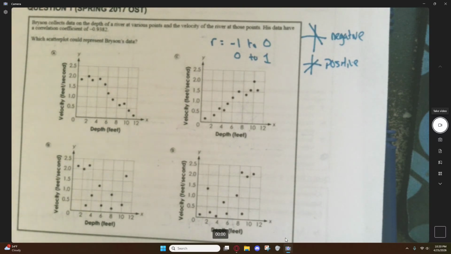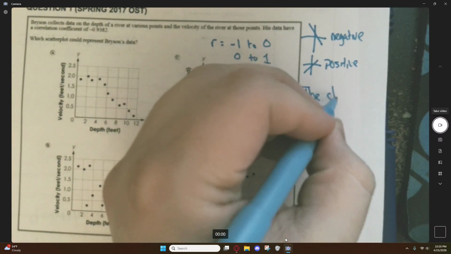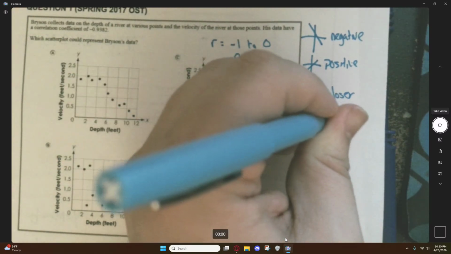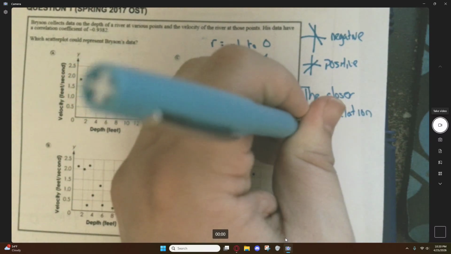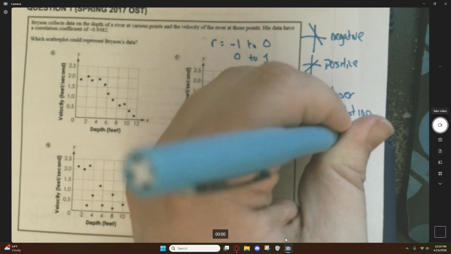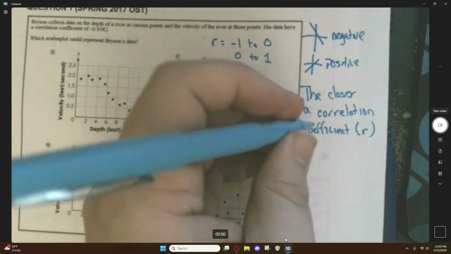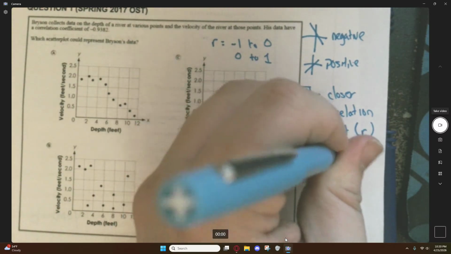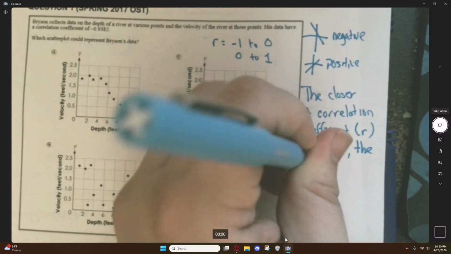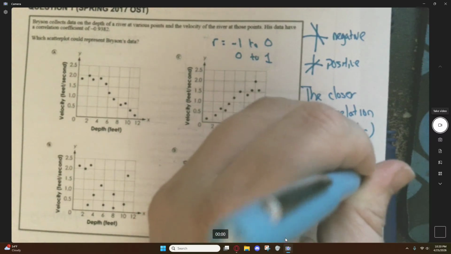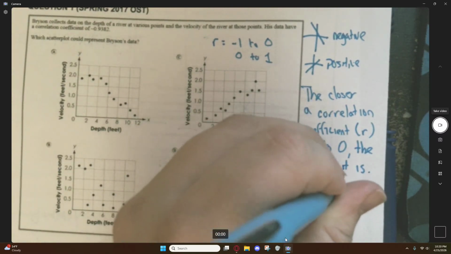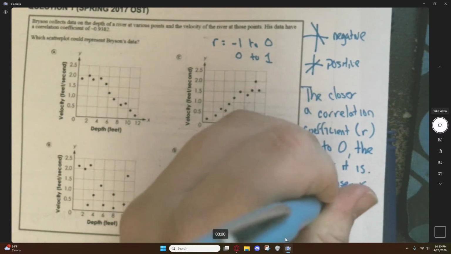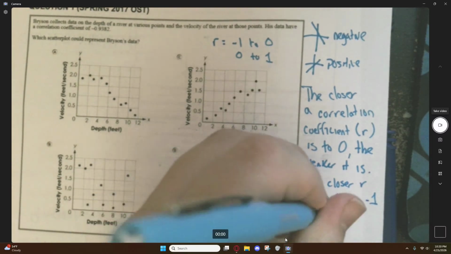The key to how strong a coefficient is is how close it is to 1. The closer a correlation coefficient is, or we'll refer to it from now on as R, because that's how it's referred to, to 0, the weaker it is. The closer R is to 1 or negative 1, the stronger it is.